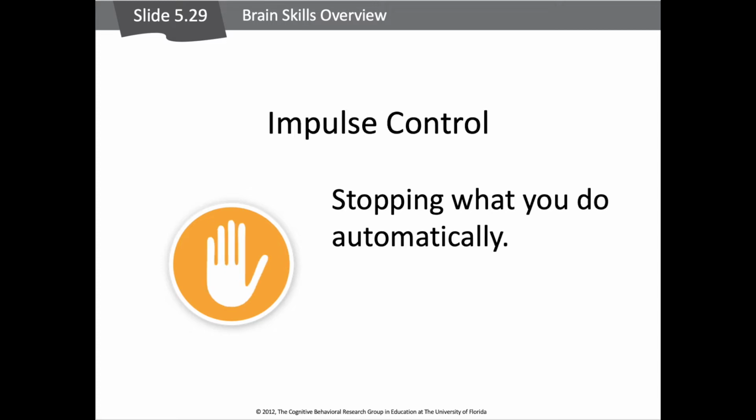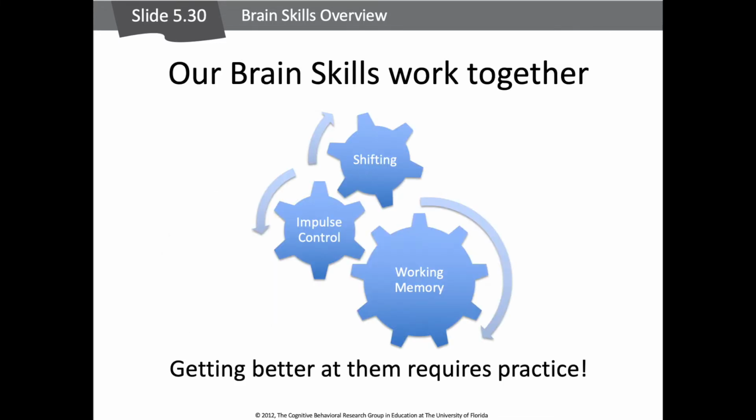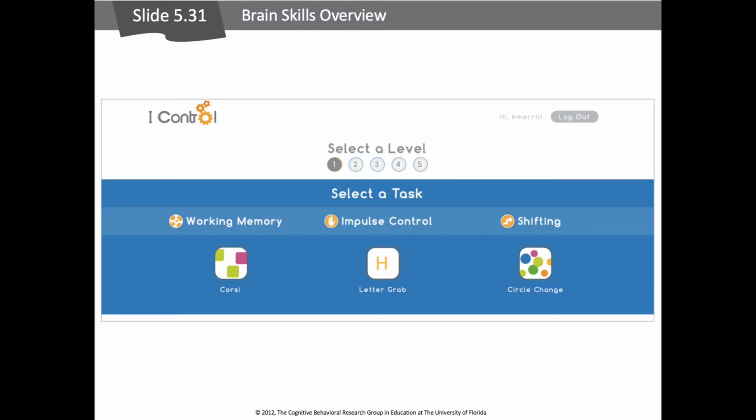The third brain skill is impulse control. Impulse control is stopping what you do automatically when it might not work very well. For example, during the number activity, you used impulse control to stop and think about making sure you were using the right rule instead of just writing down the first thing that popped into your head. You're going to be training the 3 brain skills in the Brain Training Lab. Your teacher will show you later how to complete the brain training labs and track your progress.